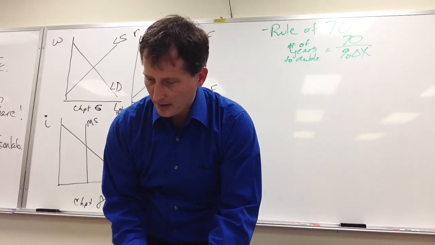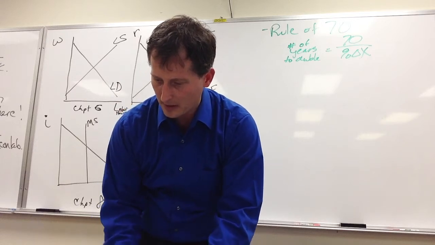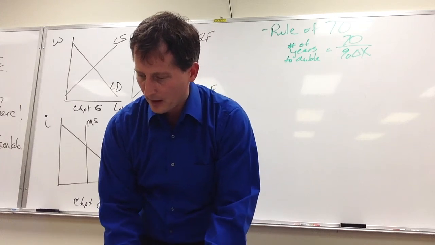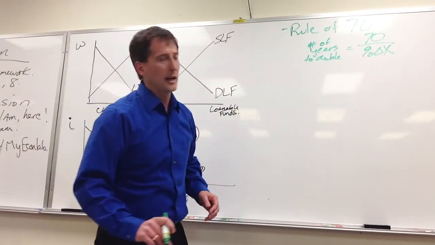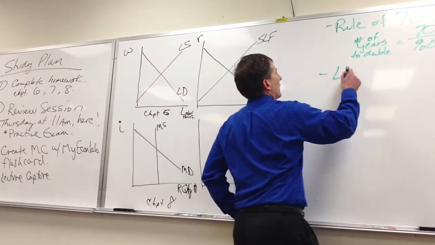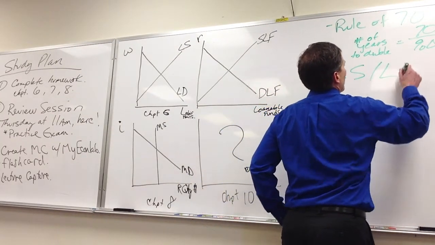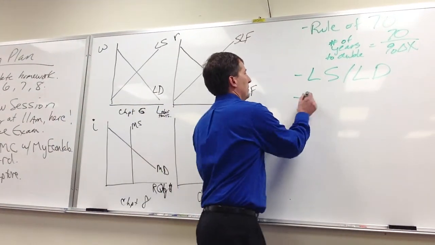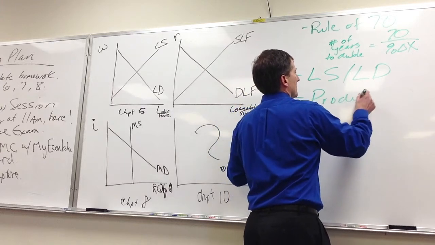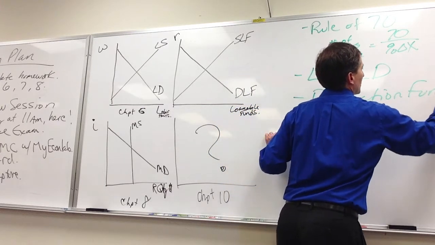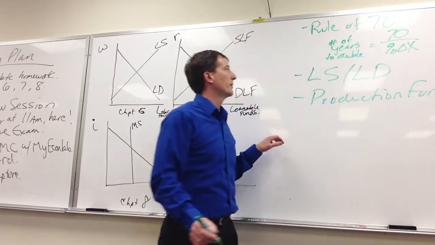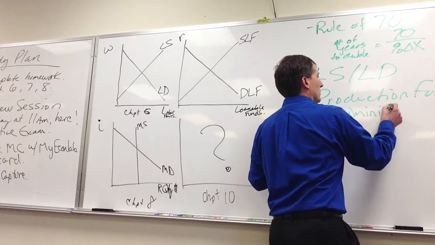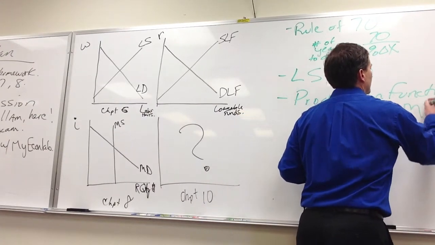We talked about the growth rates in some of the countries as a motivating thing, which is in the front part of this chapter. And then we jumped into the labor supply, labor demand stuff, which I've already covered over here. Related to that also is the production function and diminishing marginal product.